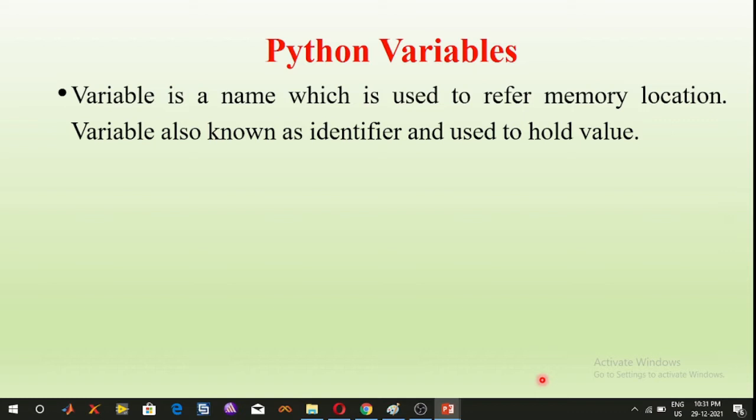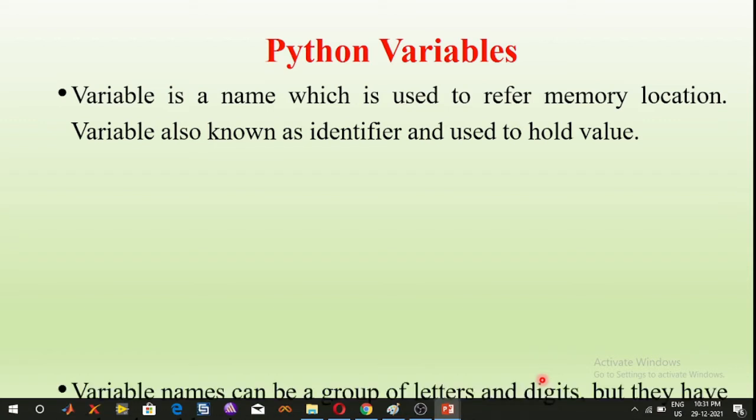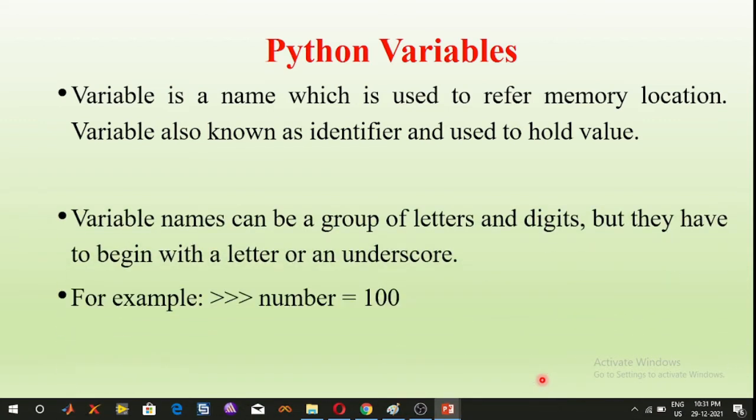Variable names can be a group of letters and digits, but they have to begin with a letter or an underscore. Suppose, for example, the variable num is equal to 100, num12 is equal to 10, _num is equal to 20.